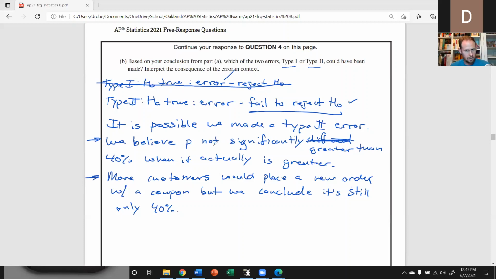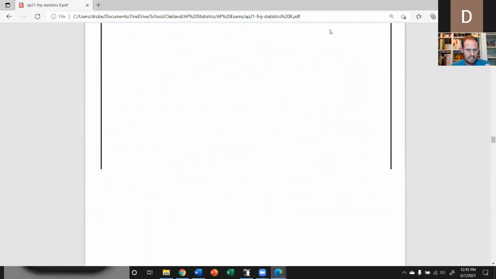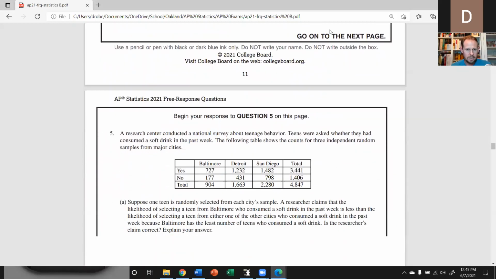So we believe that the proportion that will make a return order or make another order is not significantly greater than 40%. So we do need context in there. That's why I added this second sentence, because I realized my first sentence didn't really have much context. All right, so don't forget context. That's important on these questions.